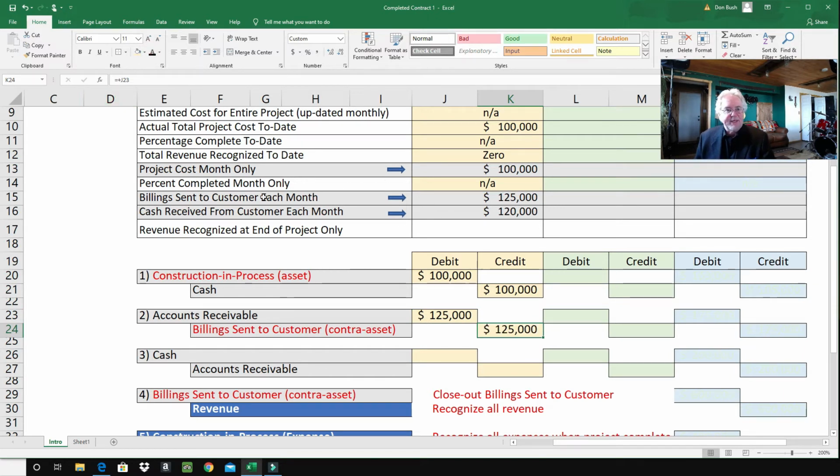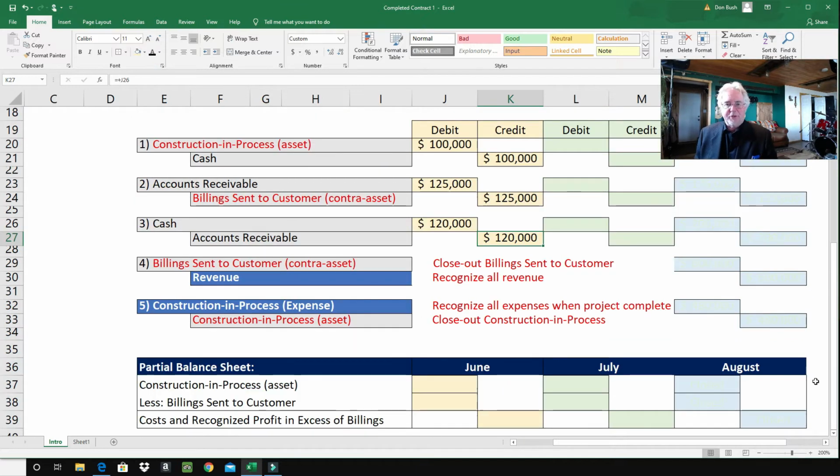And you can see we got that number from right there. How much did the customers pay us? Well, we collected $120,000. $120,000. There we go. Folks, there are only 3 simple journal entries. That's all there is to do it.